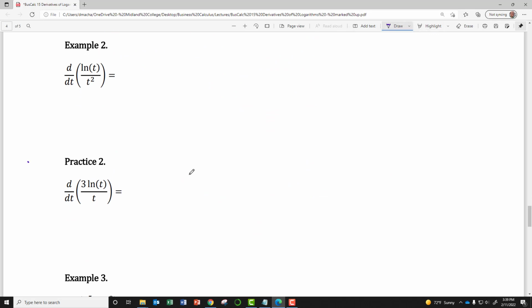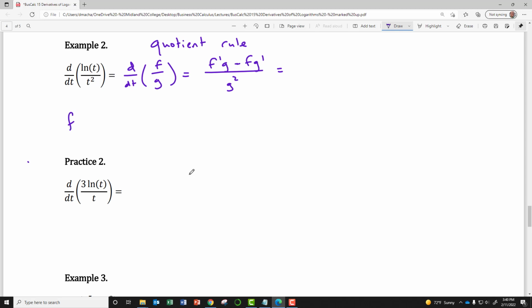All right, example 2. I've got the derivative with respect to t of natural log t over t squared. And so this is a quotient of 2 functions. So I'm going to use the derivative quotient rule, which is saying when I take the derivative of f divided by g, this is now f prime g minus fg prime over g squared. So f prime g, well, f prime is going to be 1 over x, and then g prime is going to be 2t. Sorry, I'm not dealing with x's, I'm dealing with t's, and that's sometimes difficult to remember.